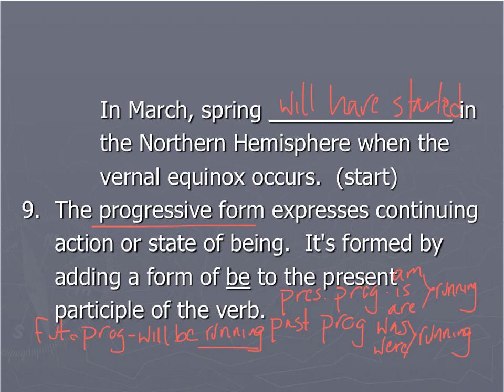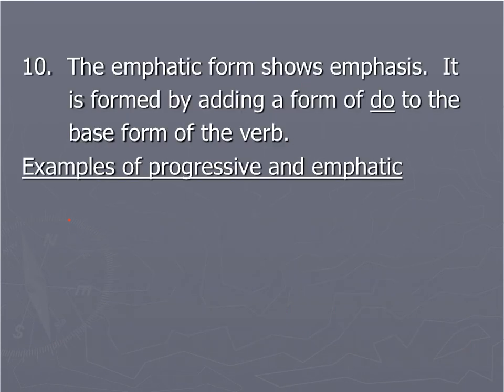And then for the last one, all right, what we need to know is the emphatic. Okay, and the emphatic just puts emphasis on something, and you just add do, does, or did to it. So if we wanted to say present emphatic, it would be do or does, and then we could say run, and then past emphatic would just be did, and then we could say run.